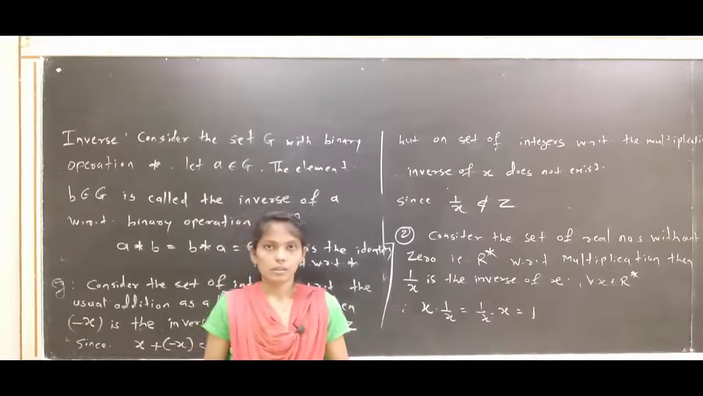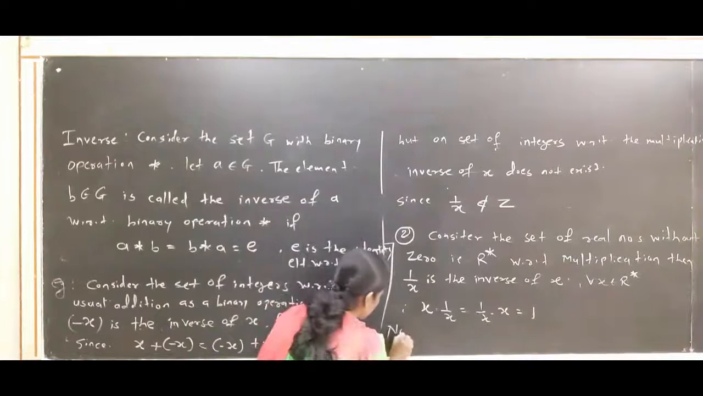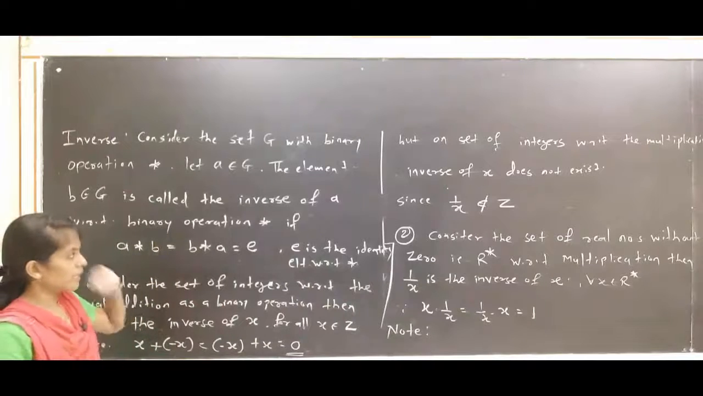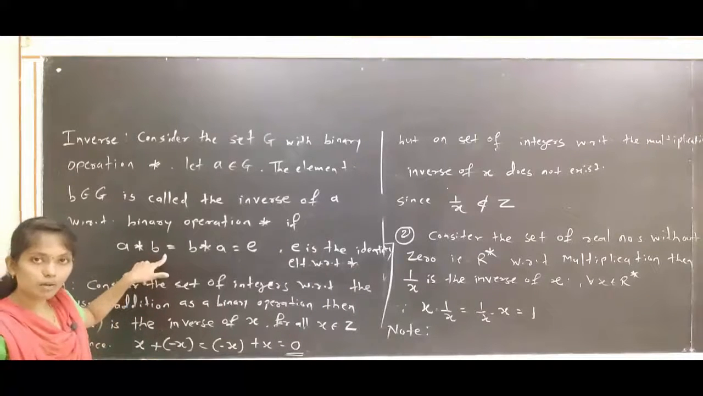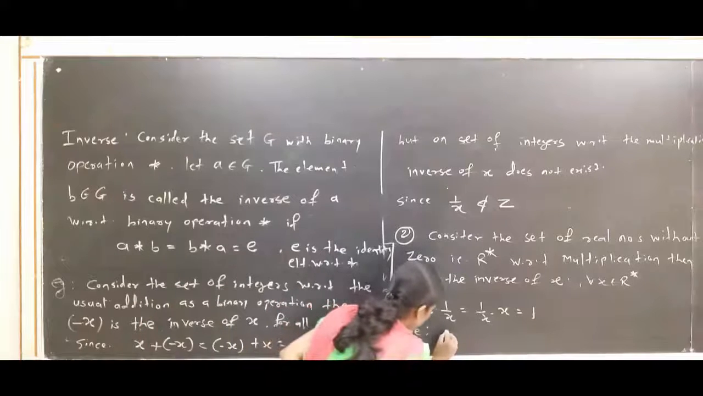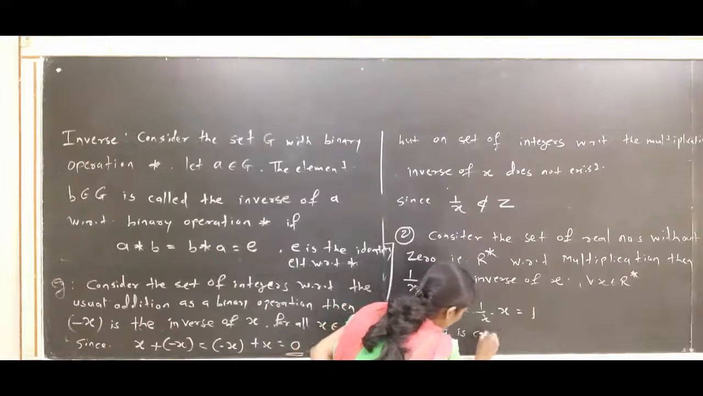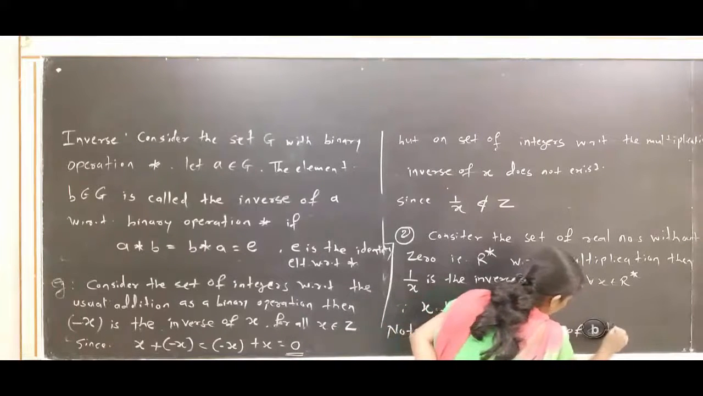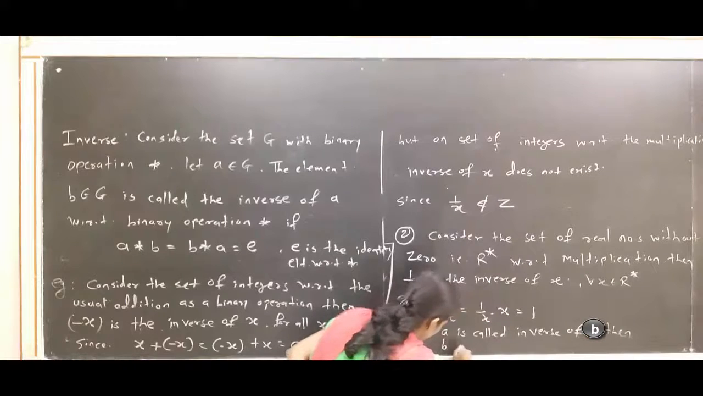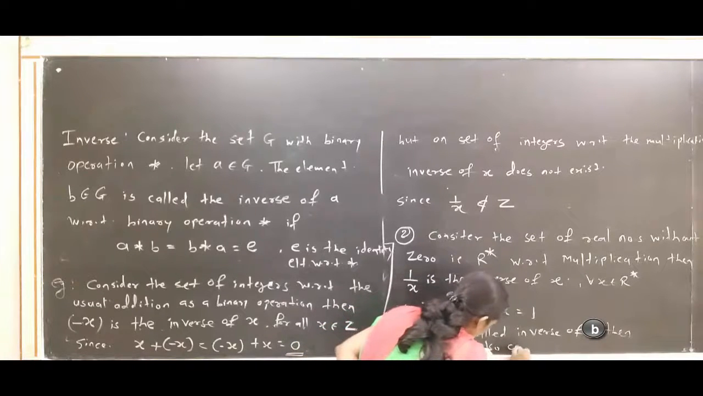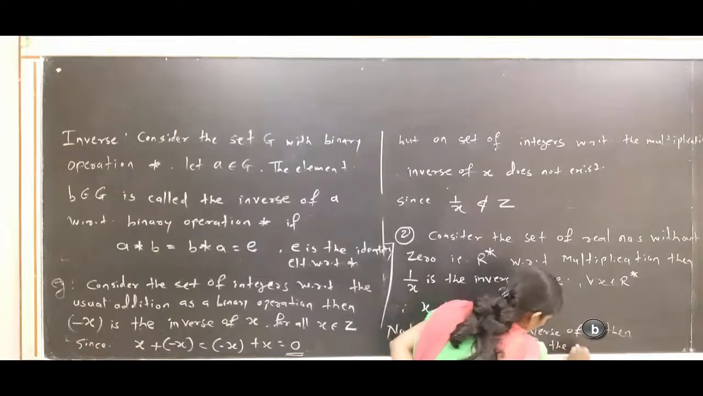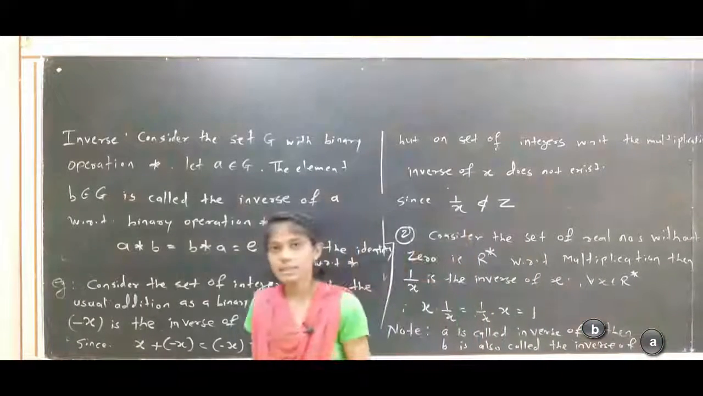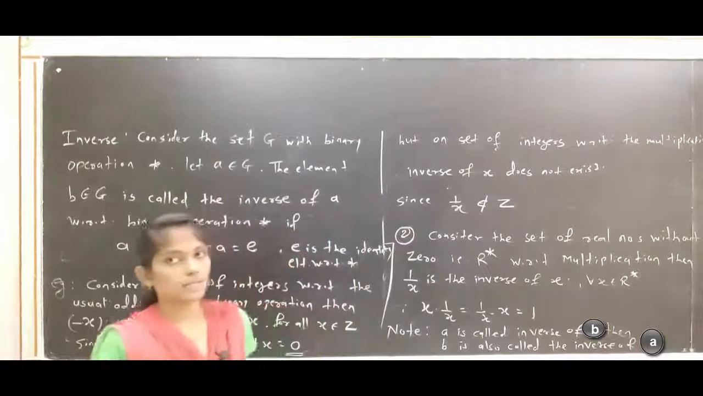Get it? Now note that, see here, b is the inverse of a. Similarly, a is called the inverse of b. So note, if a is called inverse of b, then b is also called the inverse of a. A is inverse of b, then b is also called as inverse of a.